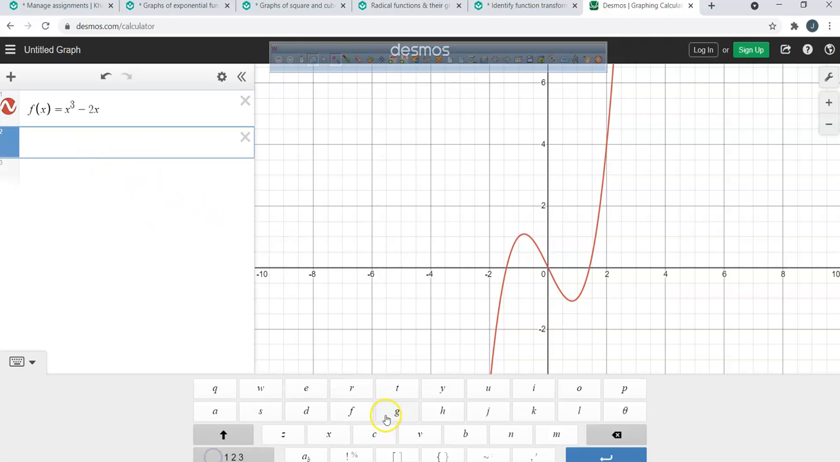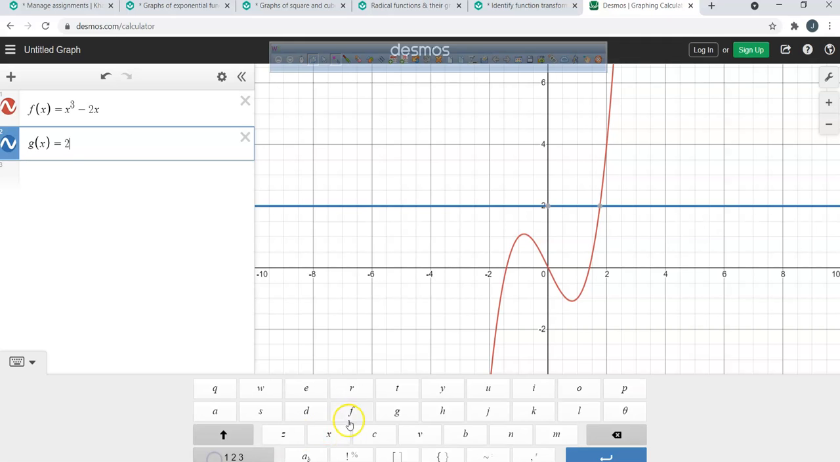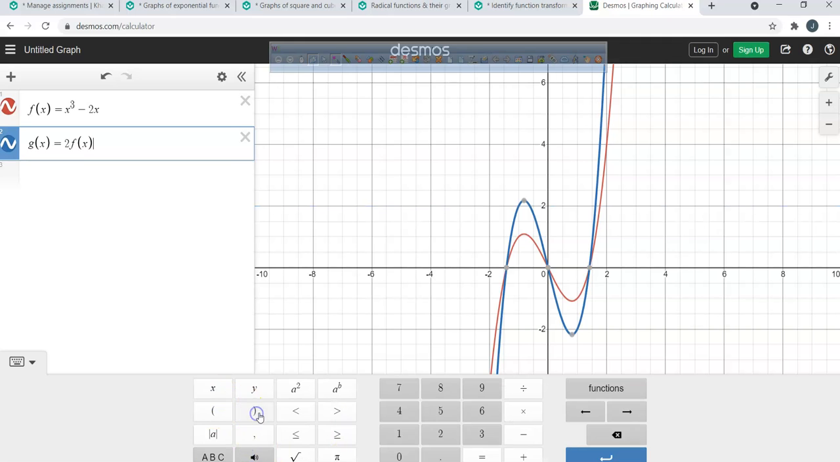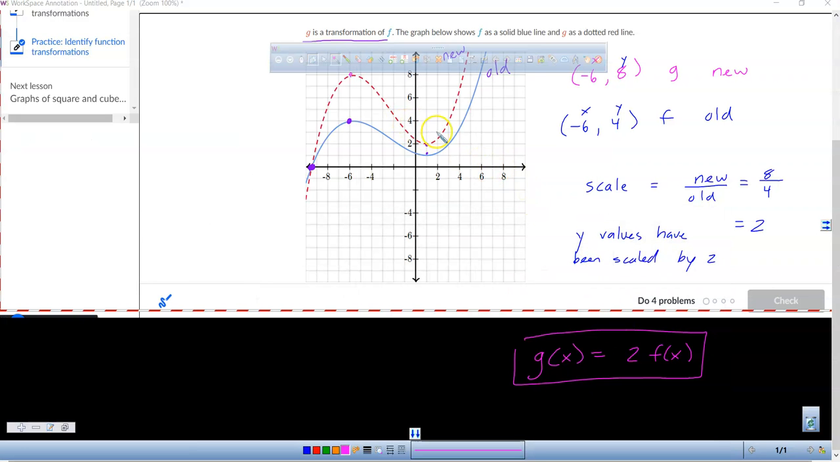Look what happens if I type in g of x equals 2 times f of x. Hopefully you guys can see, even though it's kind of hard to see, that these points have been doubled. The x values have stayed the same, but the y values have been doubled. Double this number is this number right there. And that's what's happening in our graph. Our y values have been doubled.